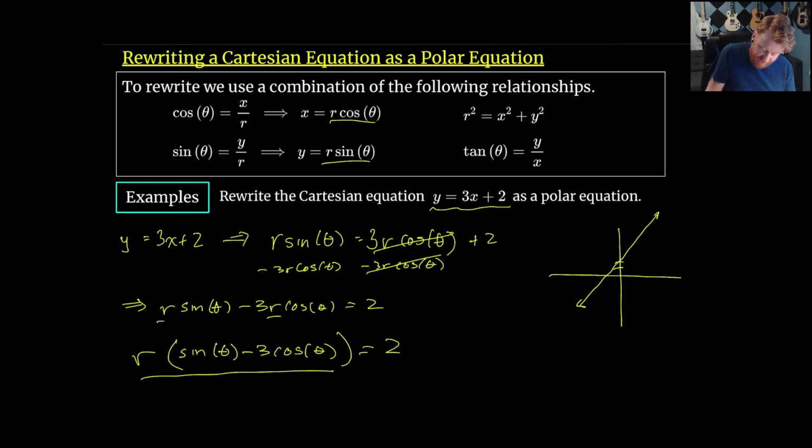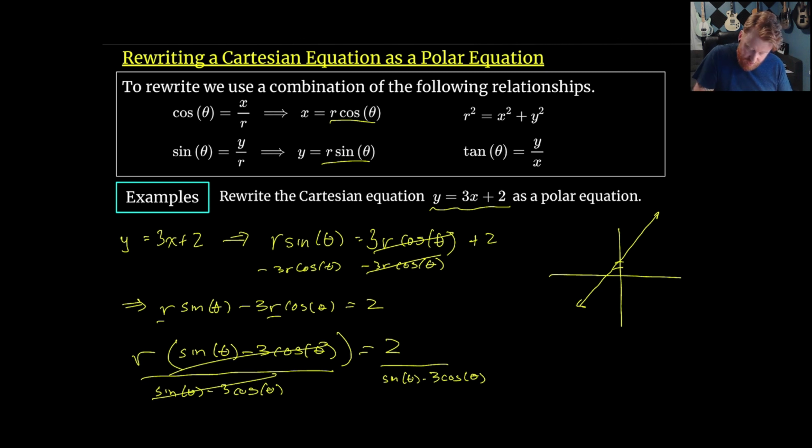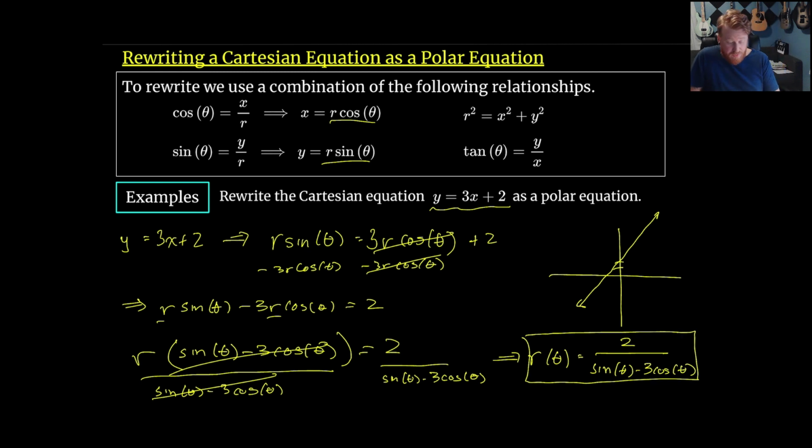And now I will divide both sides by everything that's not r. So I'll divide both sides by sine theta minus 3 cosine theta, so that they cancel on the left-hand side, and what we've got left here is exactly what we want. We have r in terms of theta, and this is going to be 2 over sine theta minus 3 cosine theta. And there we go. We have used some of the relationships above here to rewrite our Cartesian equation in terms of a polar equation and just r and theta. So there we go.